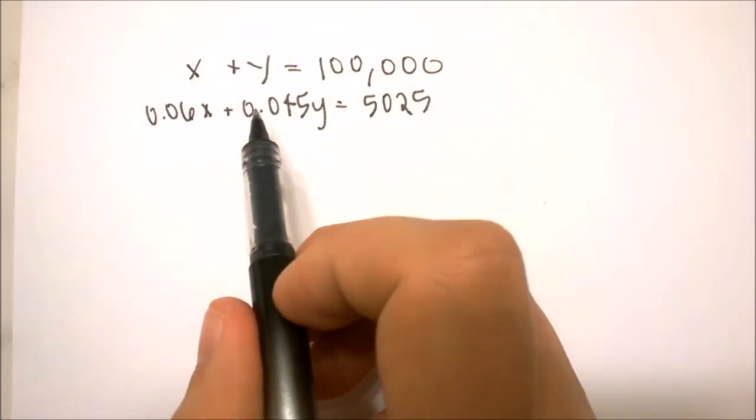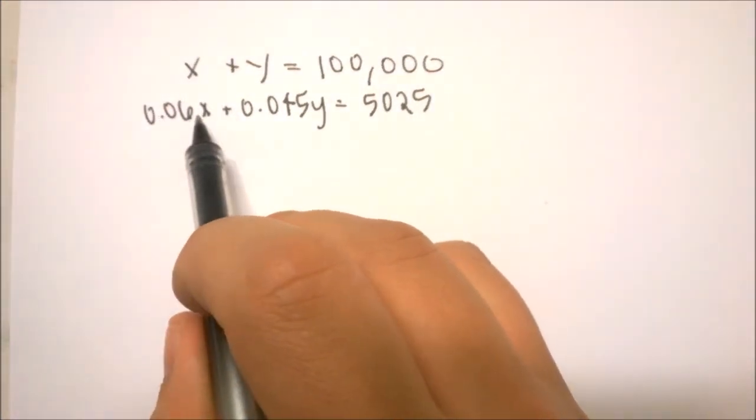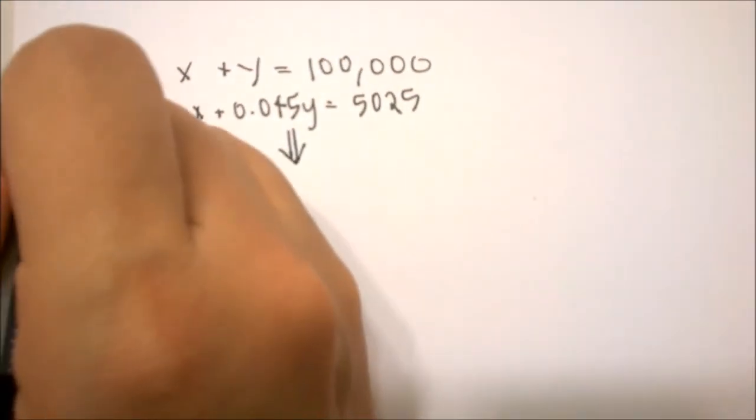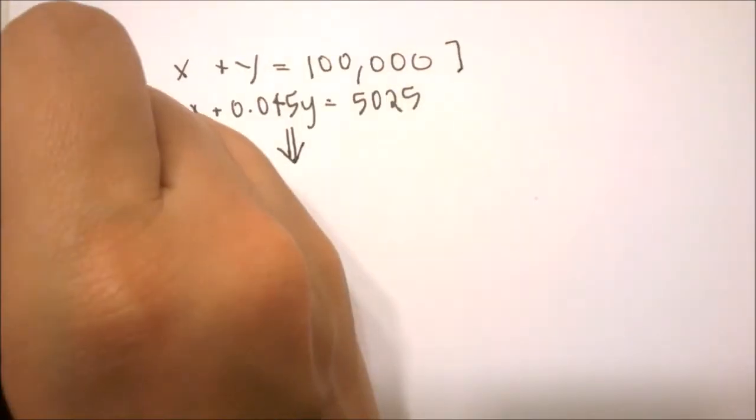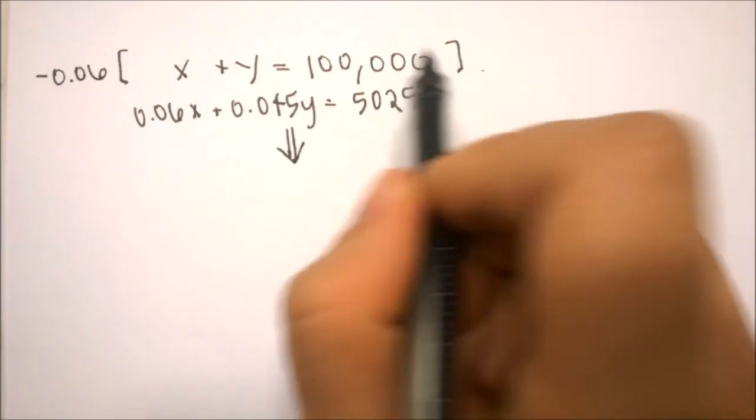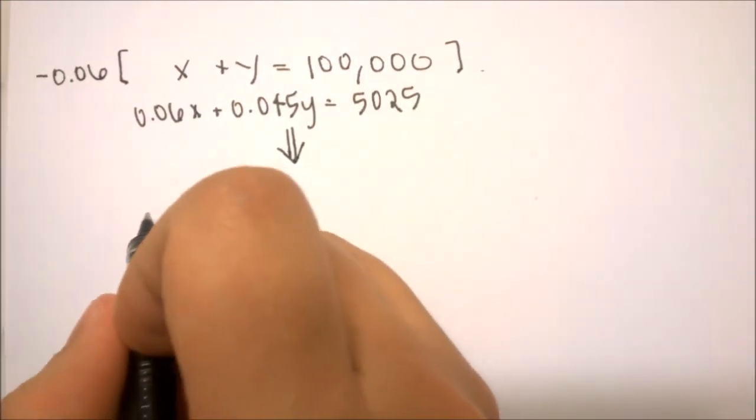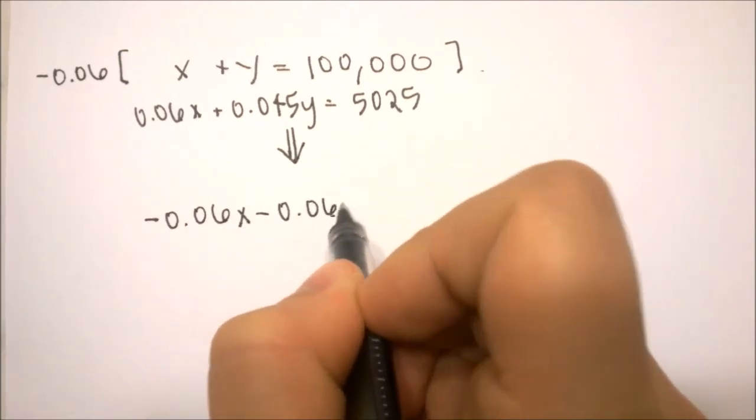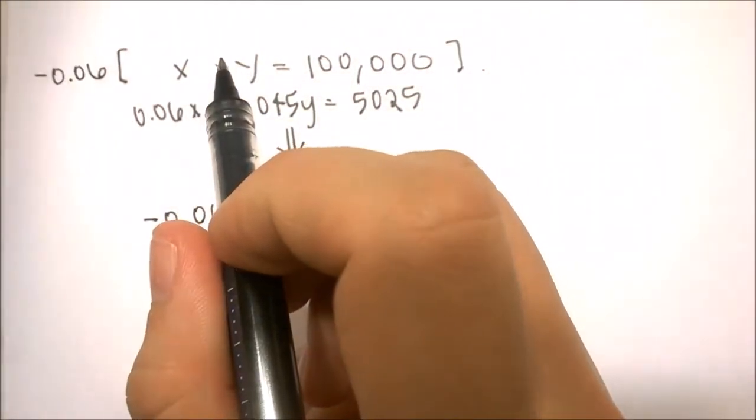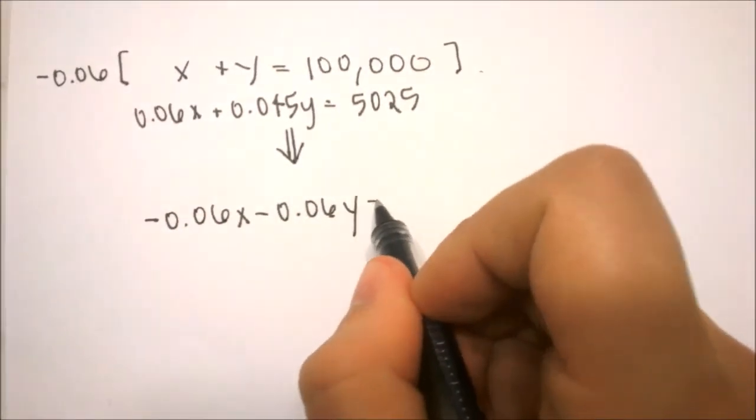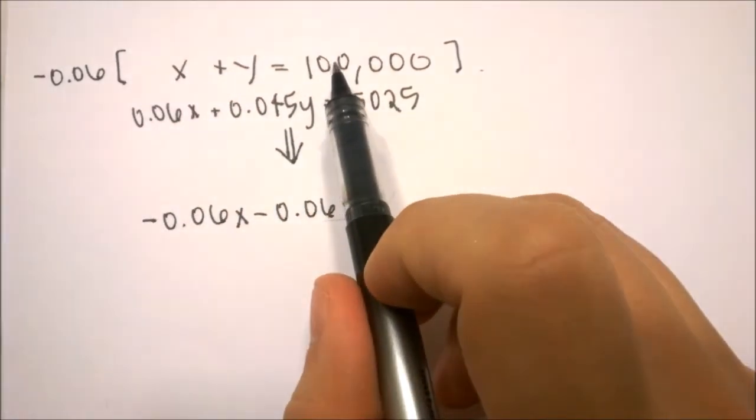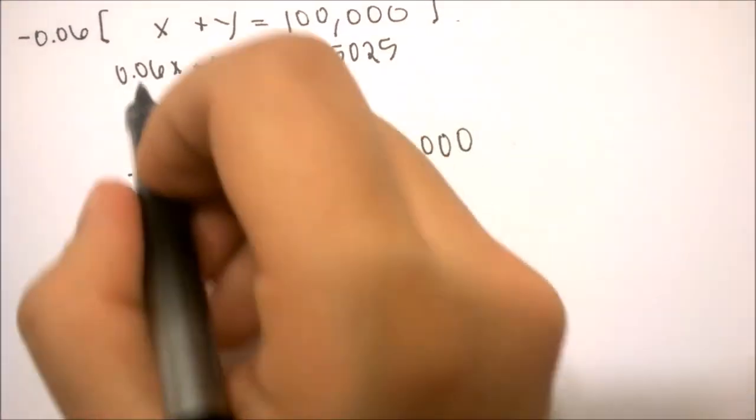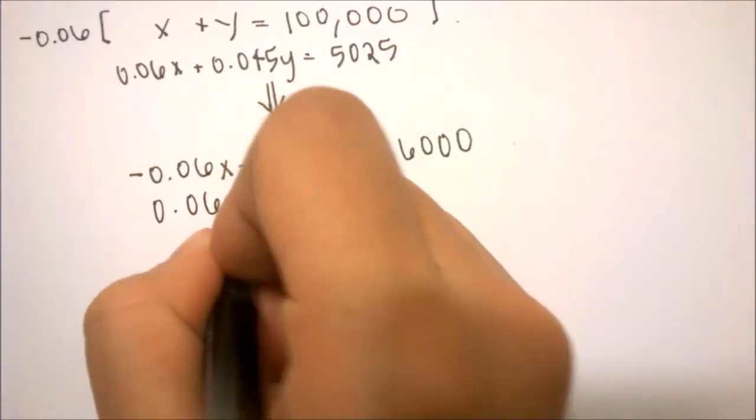So here we just want to cancel one of these terms. So we have 0.06x and we have 1x here. So let's multiply this top equation by negative 0.06 all the way across. Now you have to do it to every term. So that gives us negative 0.06x minus 0.06y, because the coefficients here were just 1. And then that equals negative 0.06 times 100,000, that's negative 6,000. And then our second equation is unchanged.